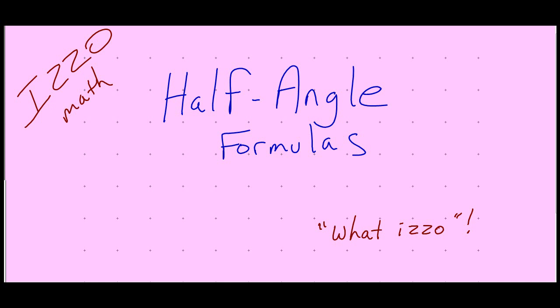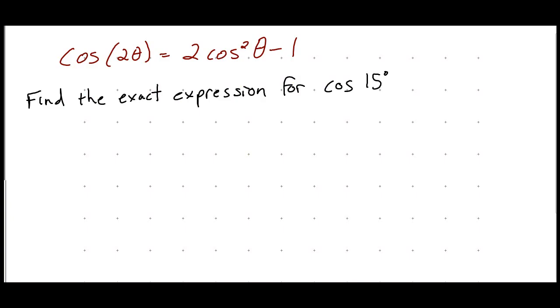Today on Math we're going to talk about half angle formulas. Remember back from our double angle formula that we have cosine of 2 theta equals 2 cosine squared theta minus 1. And here Professor Axler asks us to find the exact expression for cosine of 15 degrees.